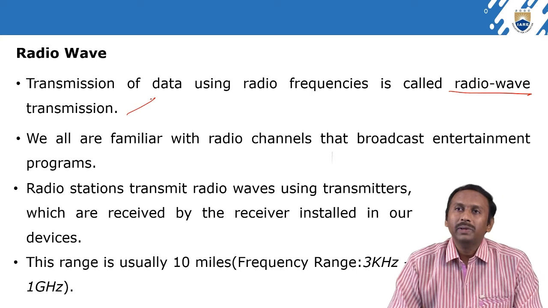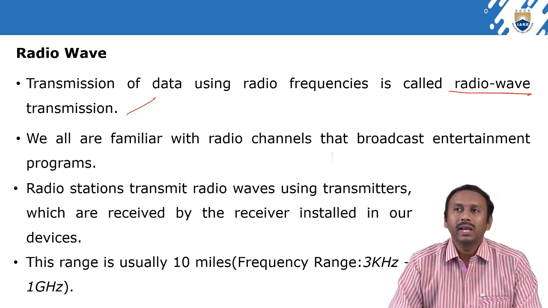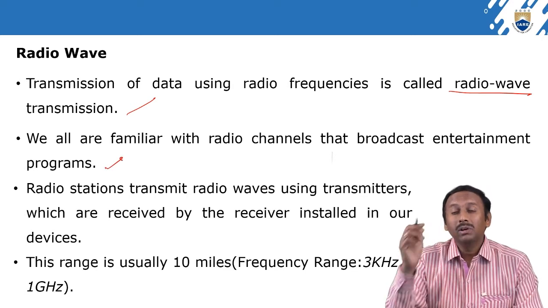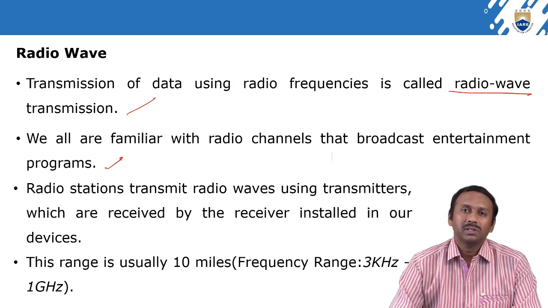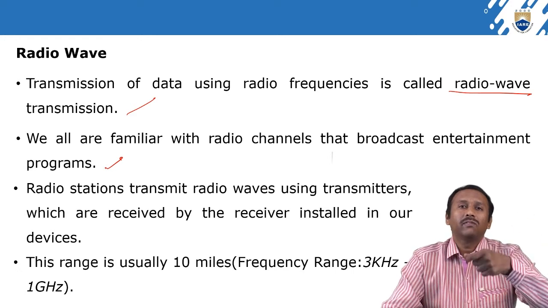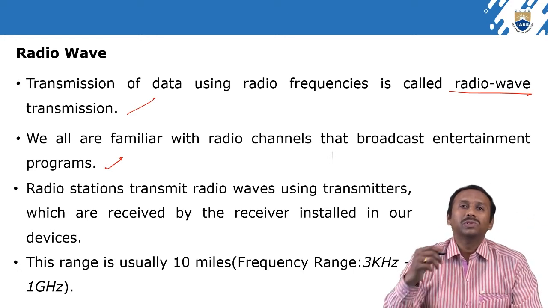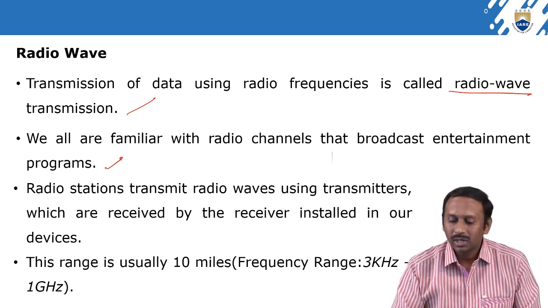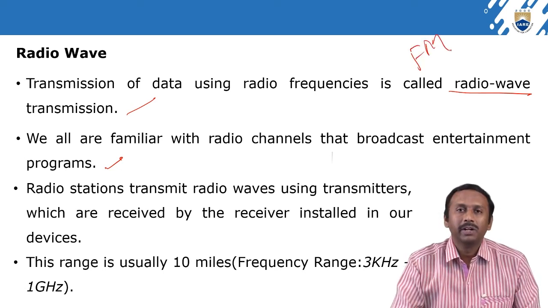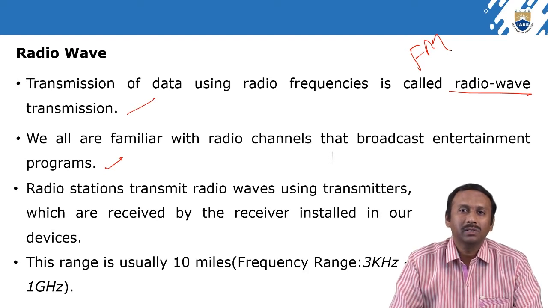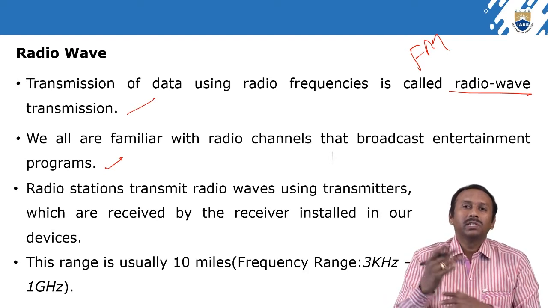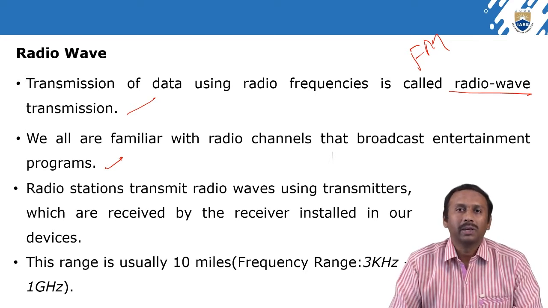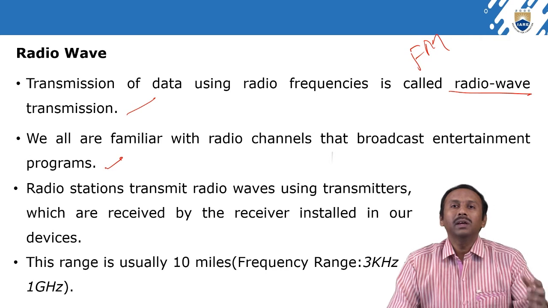And we are all familiar with radio channels that broadcast entertainment programs, isn't it? Generally everybody is aware of radios. There is no dedicated wire or any path. When we switch on the radio, it gives some entertainment programs. We can call it an FM radio. There are different stations, so when we change from one station to another, we get different entertainment programs. So this can be the data.